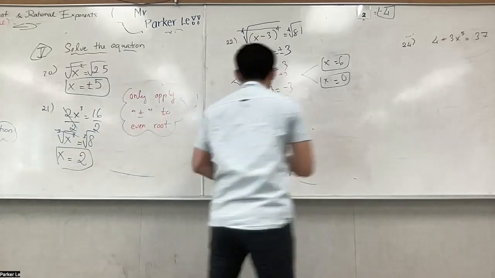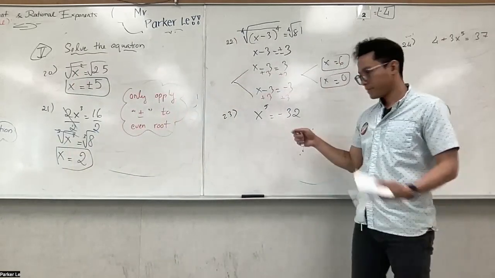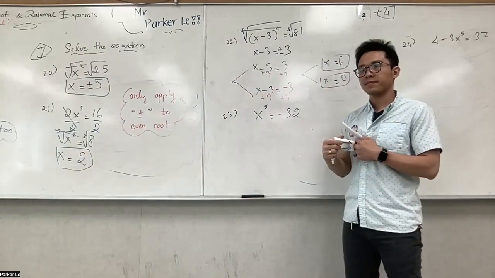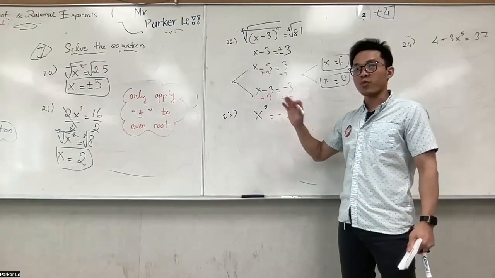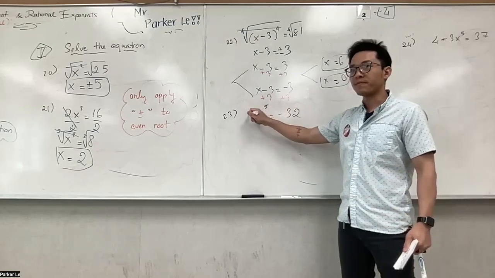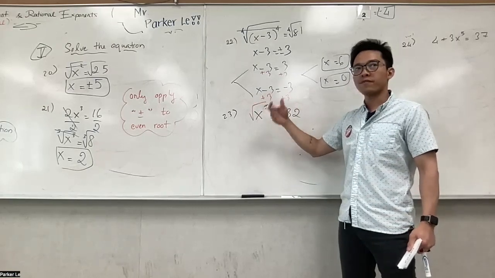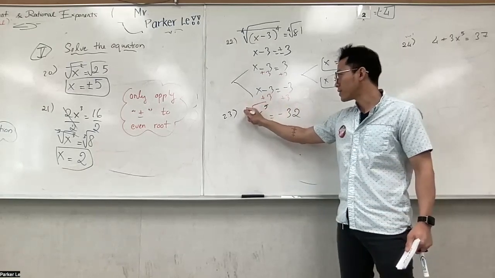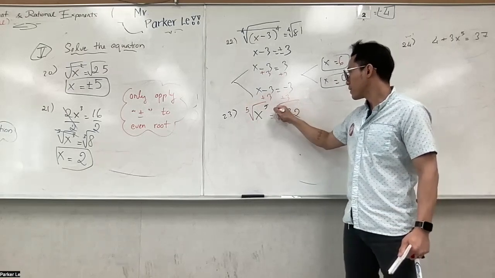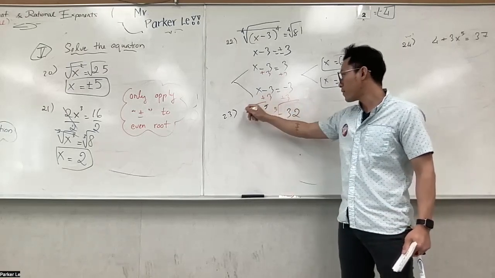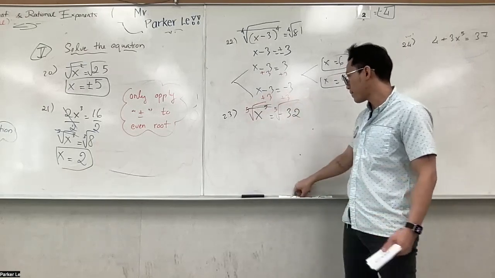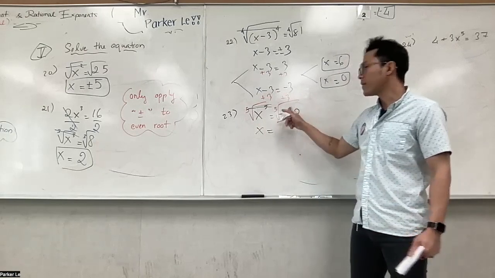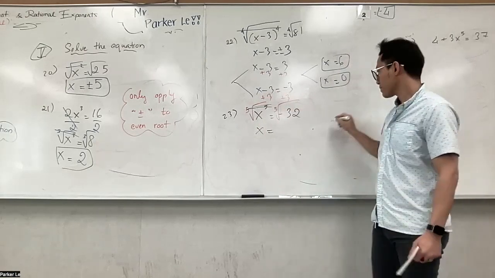Number 23. What are you gonna do? Not square, not cube. Fifth. So 4, fifth, 6, 7. So take the fifth root. Again, the fifth root and the fifth power cancel out. So we have x equal, what is the fifth root of negative 32?